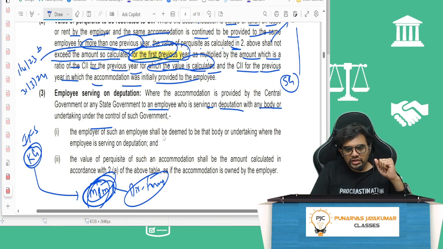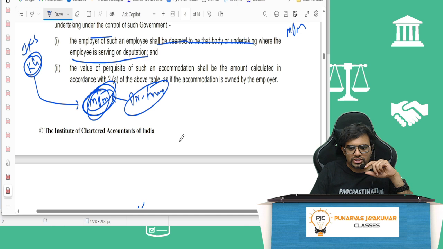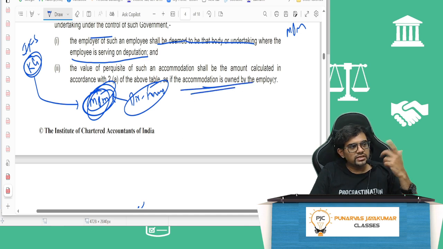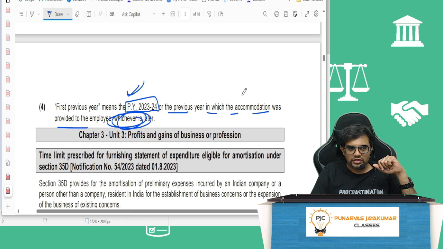The employer of such employee shall be deemed to be that body corporate where the employee is serving on deputation. So who is the deemed employer? Mysore Paper Mills. The value of the perquisite of such accommodation shall be the amount calculated in accordance with the rules as if the accommodation is owned by the employer. That's all. It all goes down to the employer now. That's what they're trying to tell.